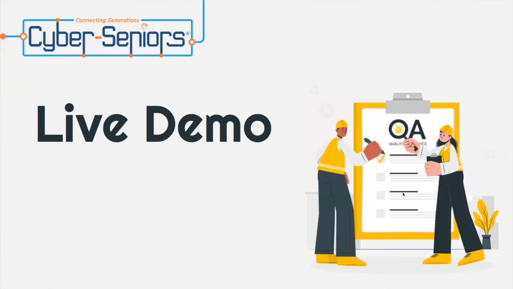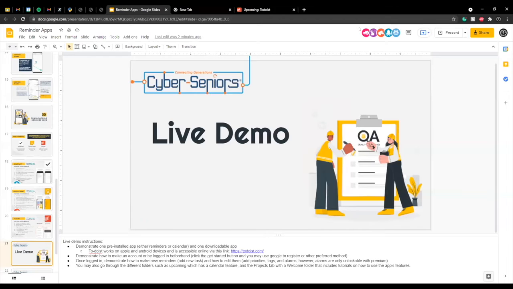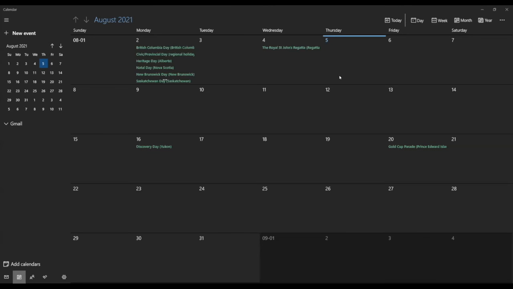So now is the time for the live demo. First, I am going to show you the pre-installed calendar application on Windows devices. So this is the calendar app that comes pre-installed on Windows devices. To set a reminder, you can click on any day.